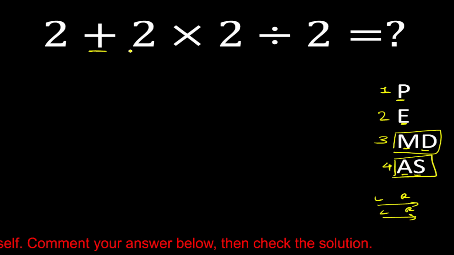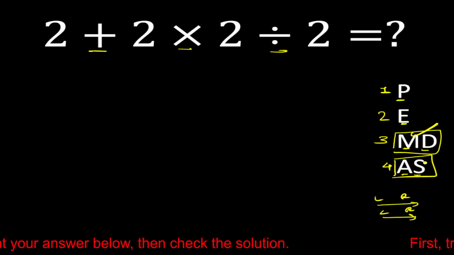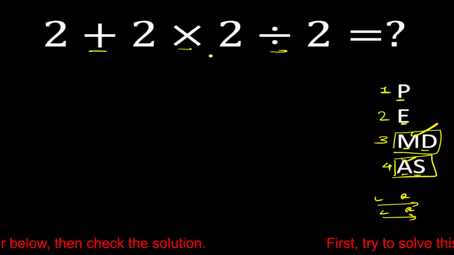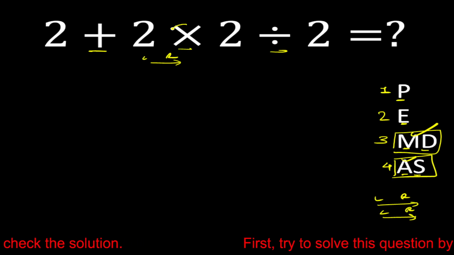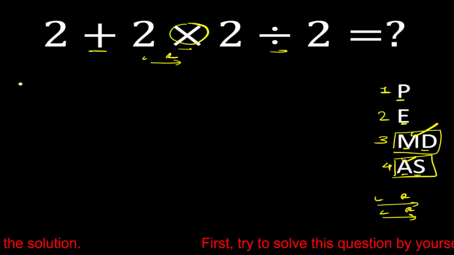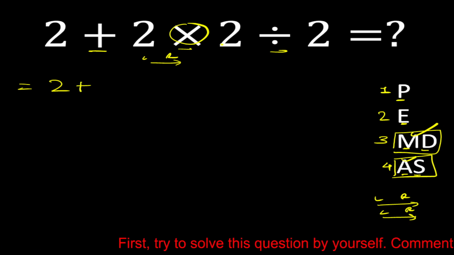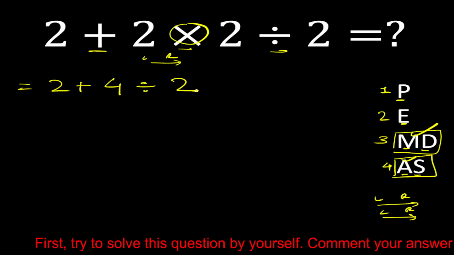In this question, there is one addition, one multiplication, one division. First we have to solve multiplication and division, then we have to solve addition. And also multiplication and division both have equal priority, so we have to solve it from left to right. So first we have to solve this multiplication. Is equal to 2 plus, now solve this multiplication. 2 multiply 2 is equal to 4 divide 2.